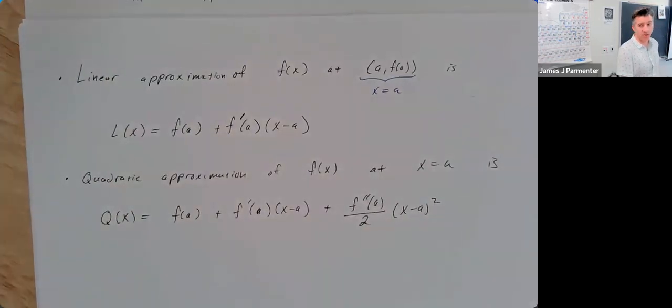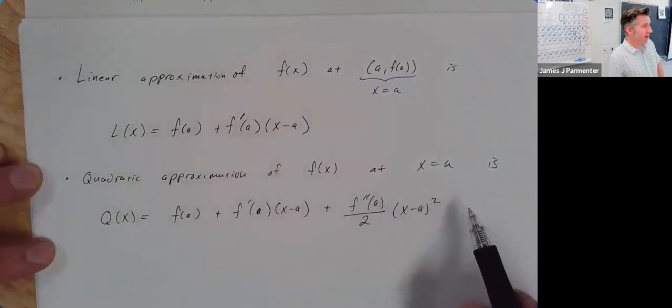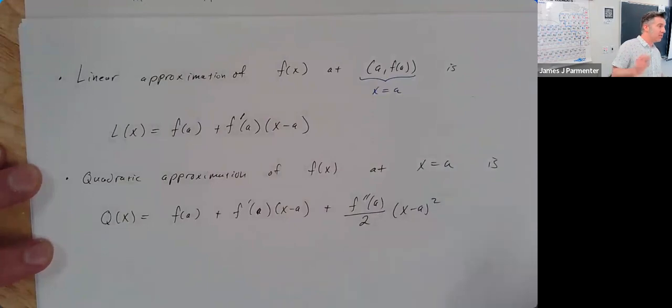And I will tell you all, although you don't need to know this, this is just the beginning of a pattern. You could find the cubic approximation by adding on the next term, which would be f triple prime of a divided by another number times x minus a cubed, and so on. It wouldn't be divided by 3, though. It's actually divided by 3 factorial, which is 3 times 2 times 1. But it's not important.